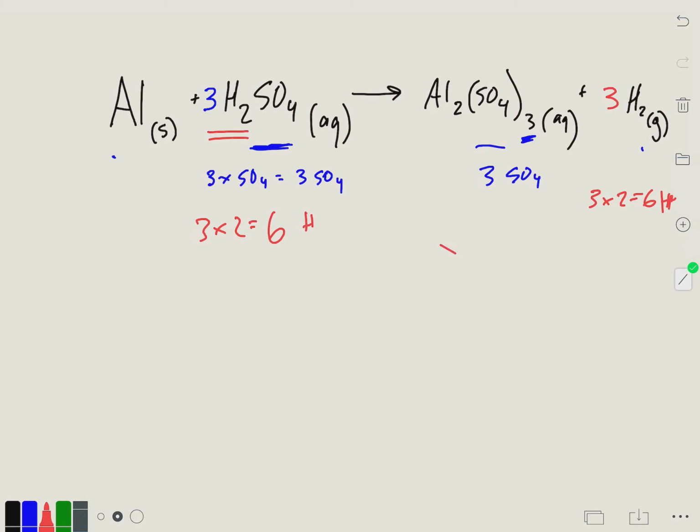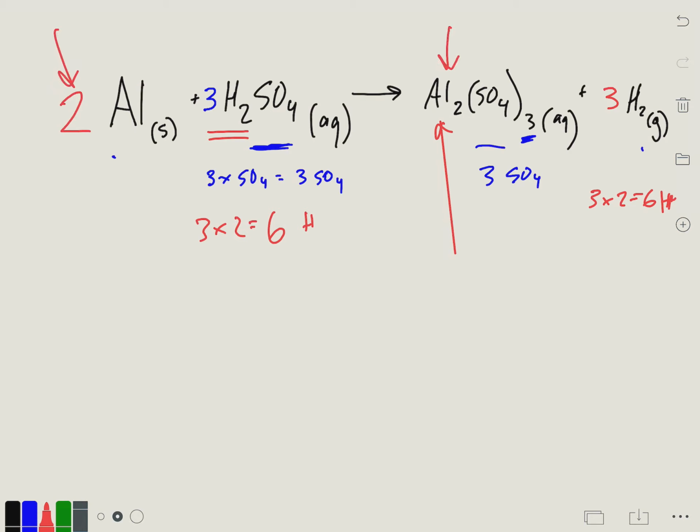Notice that this molecule here has 2 aluminums in it, and so all we have to do now is put a 2 over here. This is the kind of process. You just go through, you pick, you could have started with the aluminums, and that would have been fine. You would have seen 2, you would have had to put a 2 here.